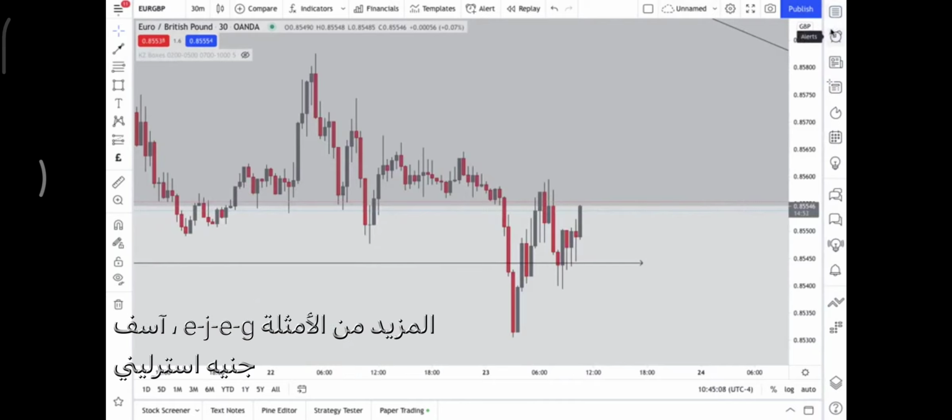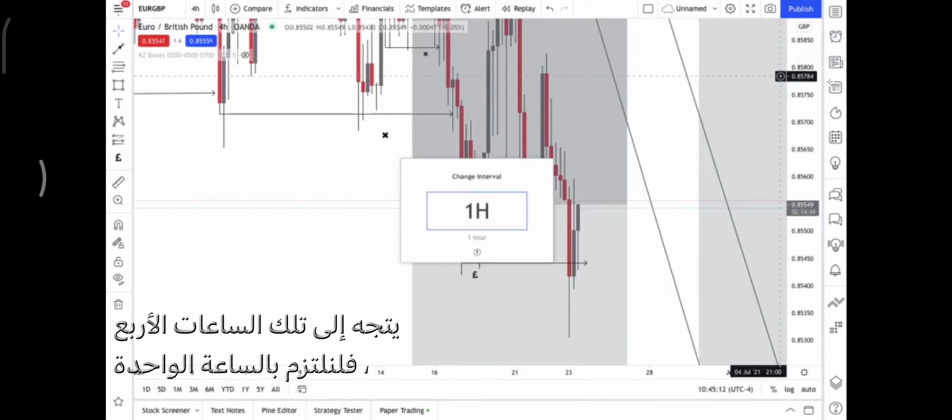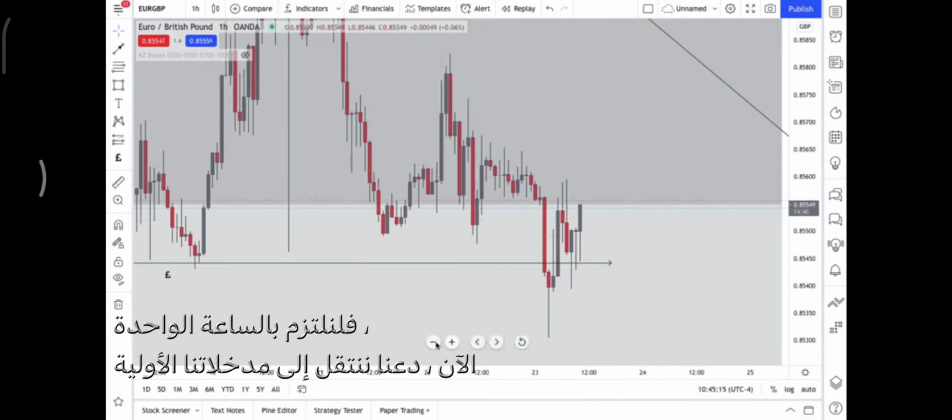EG, Euro Pound. Head over to that 4 hour. Let's stick to the 1 hour. Now let's go to our initial entry.